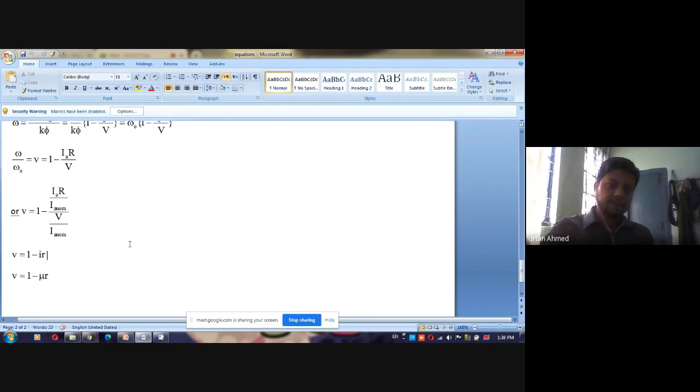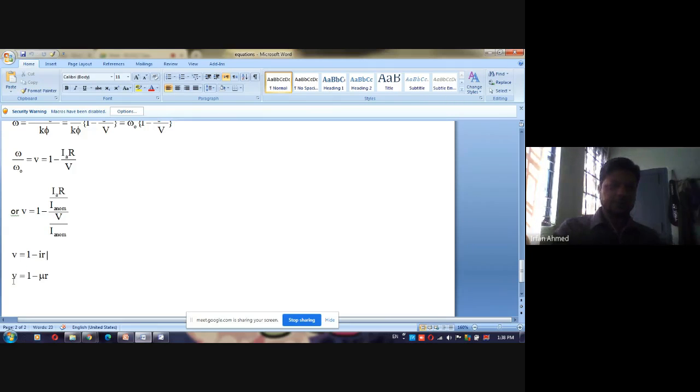I is given by armature current divided by the rated armature current, and the per unit resistance is given by the actual resistance, that is capital R, divided by the nominal resistance, that is given by V upon IA nominal.